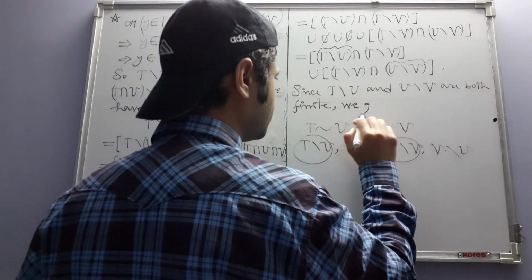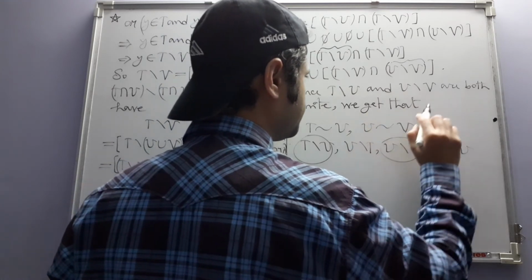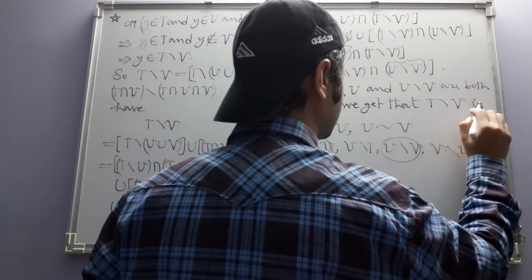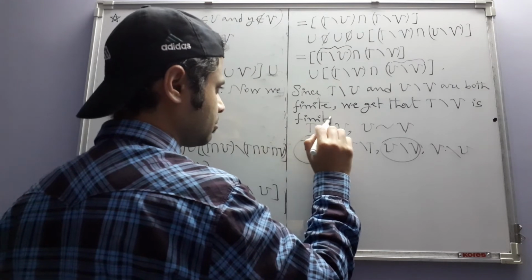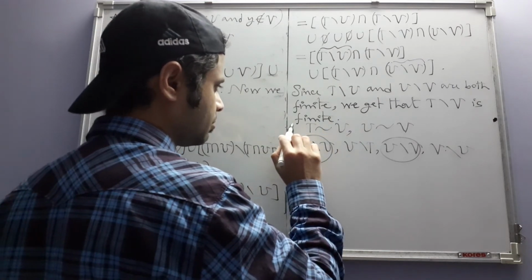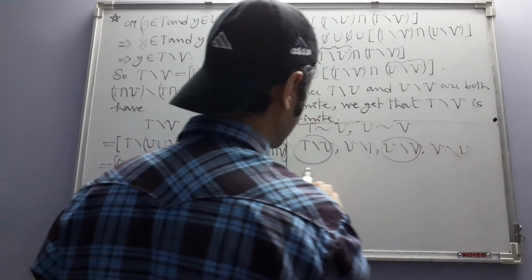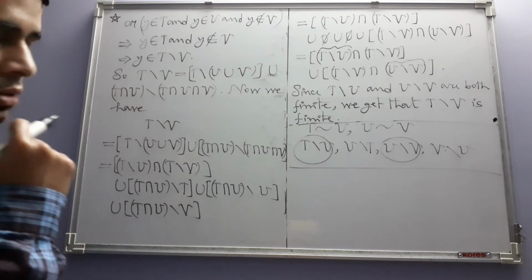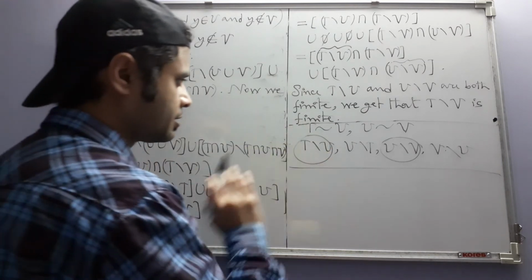We get that T difference V is finite. Okay, for the moment, to show what we had as a consequence of our assumption, let us not wrap this part up, let's keep this.